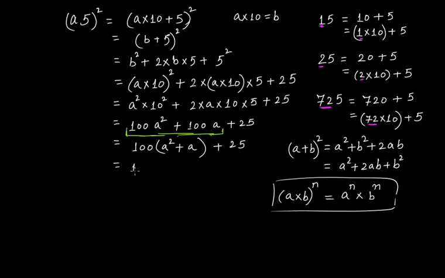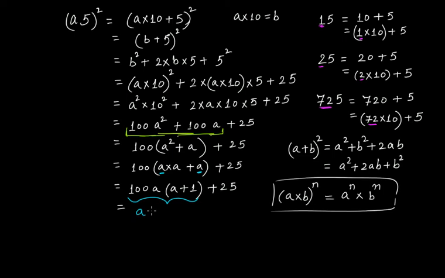Now a squared means a times a, plus 25. So now from this a squared and a, you get a common, and this is a plus 1, plus 25. So you can write this as a times (a plus 1) times 100, we have just changed the position using commutativity of multiplication, plus 25. So this is your formula. This was the proof. This is a shortcut way to tell what will be the square of a number that ends with 5.